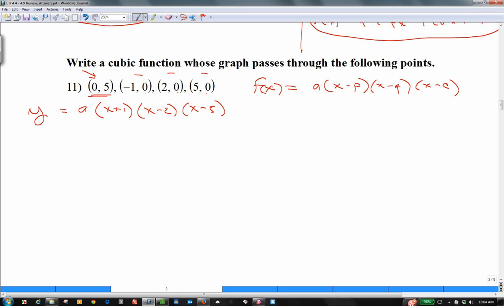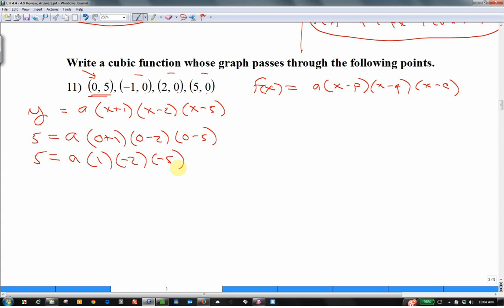So I'm going to take the y value as 5. The x value is 0, so 0 plus 1, 0 minus 2, 0 minus 5. 5 is equal to a times 1 times a negative 2 times a negative 5. So it looks like 5 is equal to 10a. Dividing both sides by 10, I get 5 all over 10, which is 1/2, is equal to a.